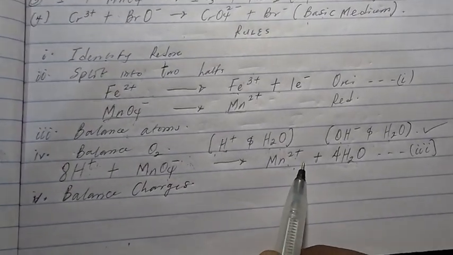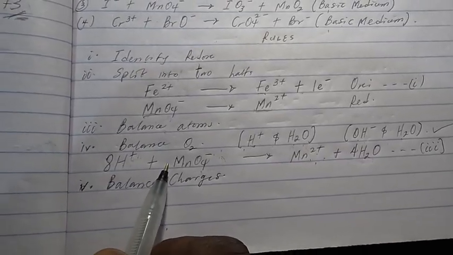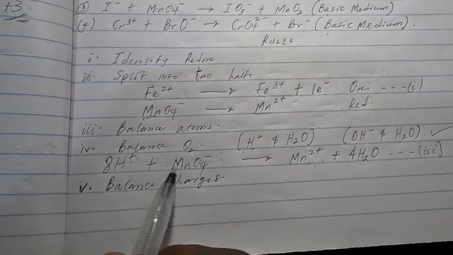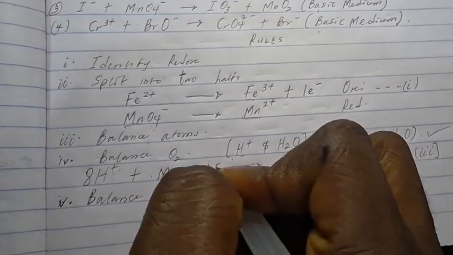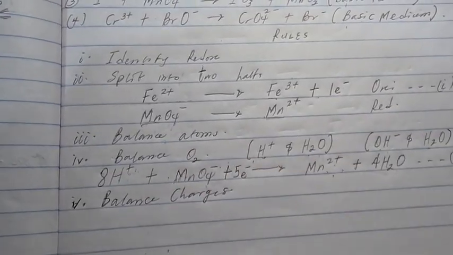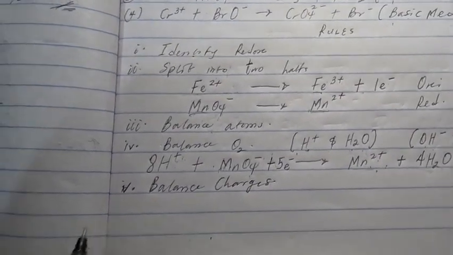So if this side is +2, this side must also be +2. So what can we do to make this side +2? We can add 5 electrons. So with this equation now, I can add 5 electrons. Do you get that? So now let's look at it all together.